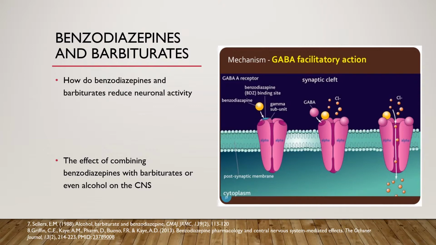This leads to an increase in the frequency of the channel opening and in turn increases the influx of chloride ions into the postsynaptic cell, which ultimately makes it difficult for any excitatory inputs to cause an action potential.